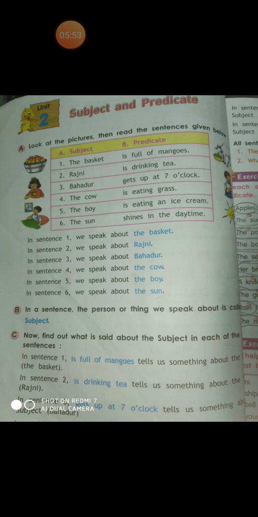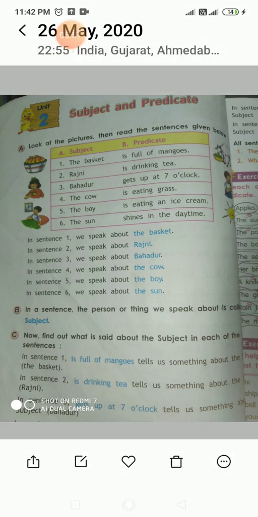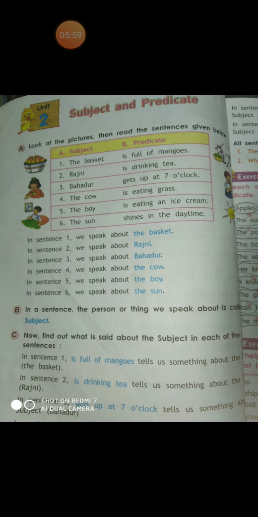Now, the boy is eating an ice cream. What is the boy doing? The boy is eating an ice cream. So the boy is our subject and is eating an ice cream is showing us what our subject is doing. And so that is our predicate.